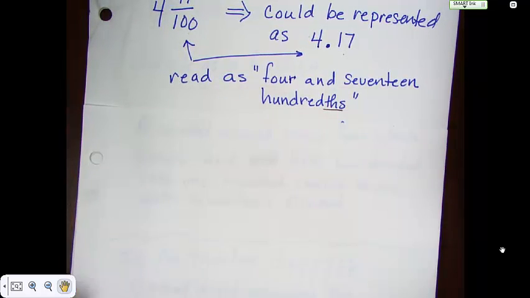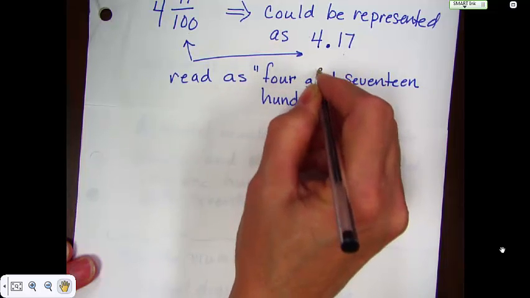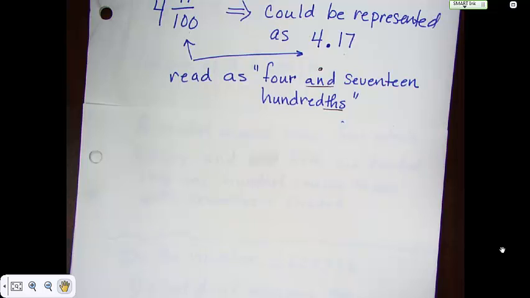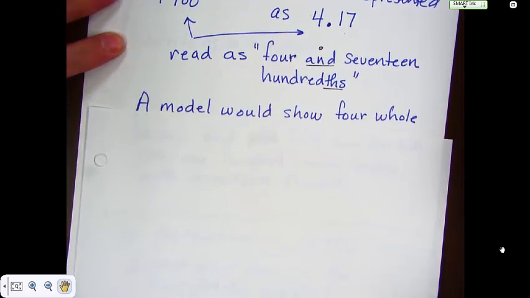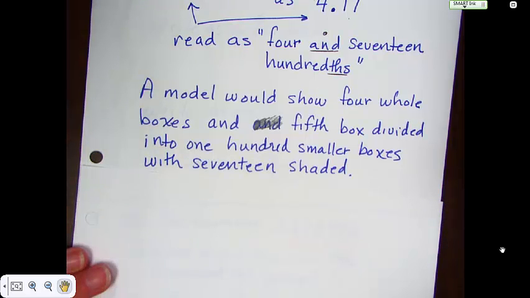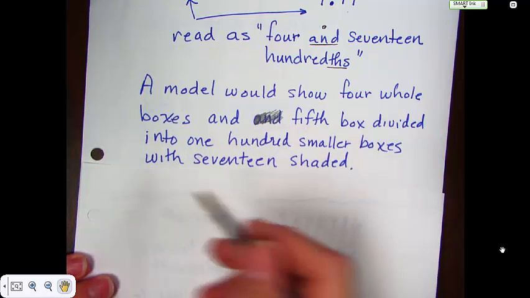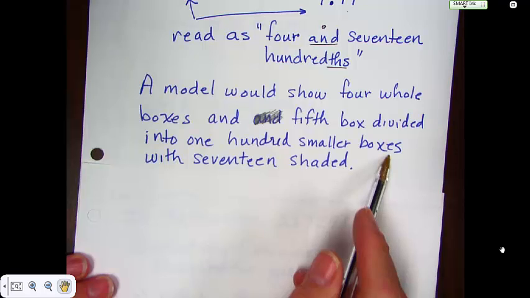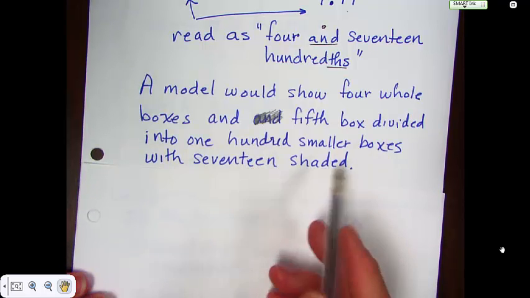You must have it. Once you move to decimal land, which is what you do when you put the and there, then you must put the THS that implies it is not a whole. It's a part of a whole, just like a fraction is part of a whole. Okay, a model for 4 and 17 hundredths would show 4 whole boxes and a fifth box divided into 100 smaller boxes with 17 of those smaller boxes shaded.